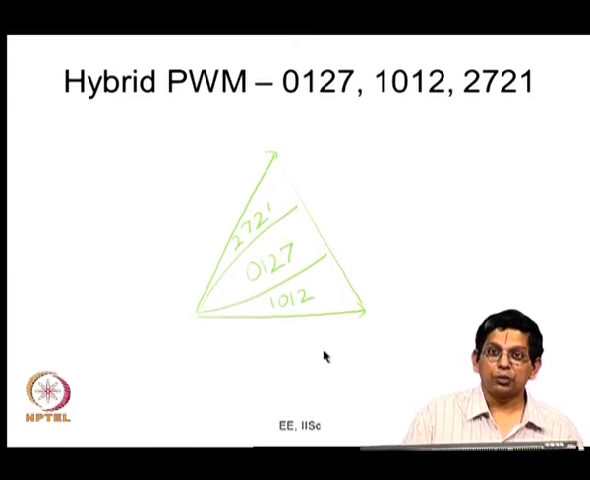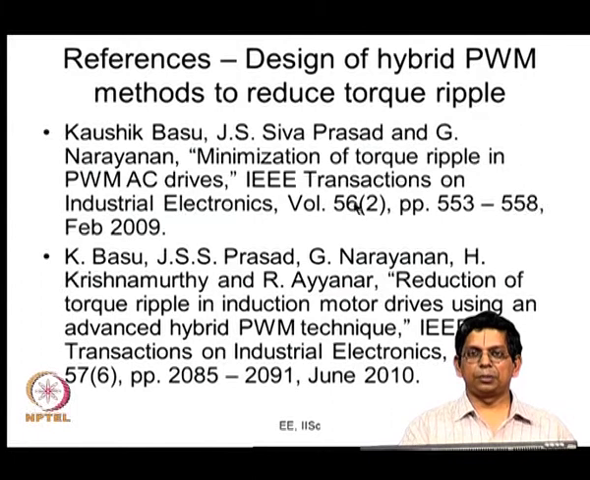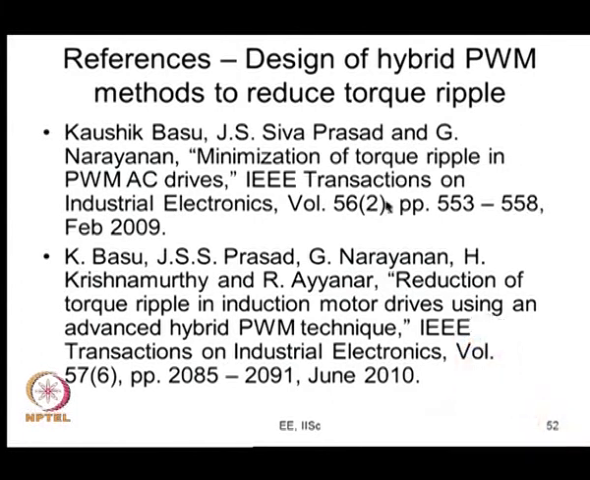So, this is how you design the hybrid PWM methods. These are all discussed in good detail in these two papers. The first one is the earlier method, which is a combination of the conventional and the clamping sequences, and the second one is the second method that I indicated. So you can see these two methods in good detail in these two papers.